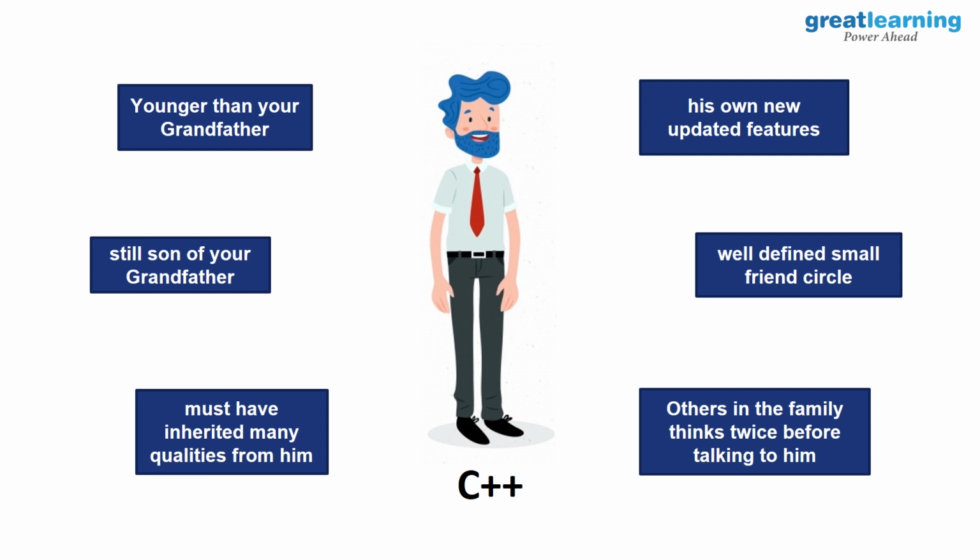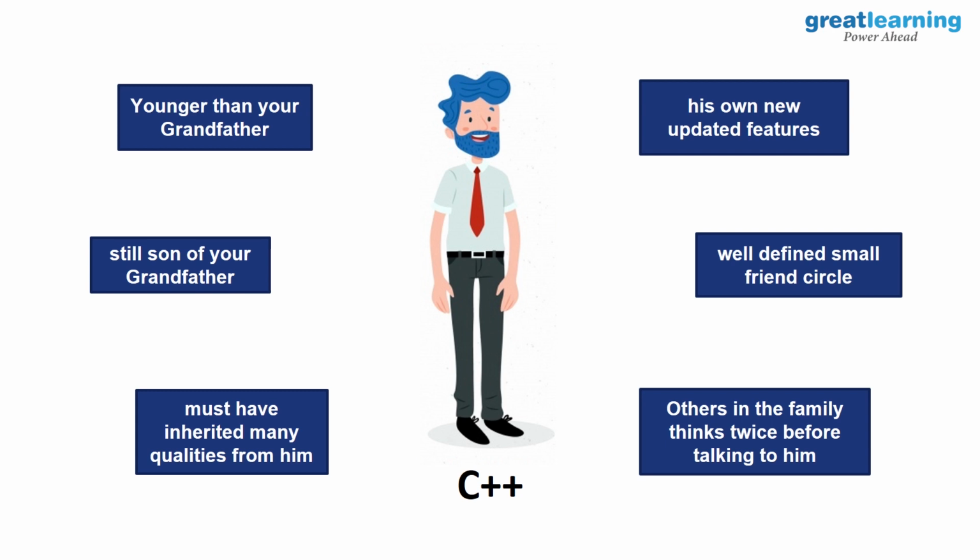That means it must have inherited many qualities from the C language, but it has its own new updated feature also, which is the OOPS concept. So C++ has the object-oriented programming concept, which is its new feature. C++ has its well-defined small friend circle. That means it works with all different kinds of languages too, such as database languages and front-end languages. And others in the family of programming languages are afraid of C++ because C++ is better than the other programming languages.